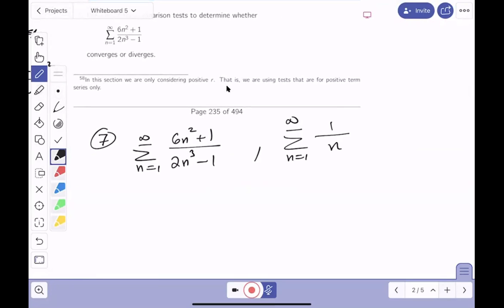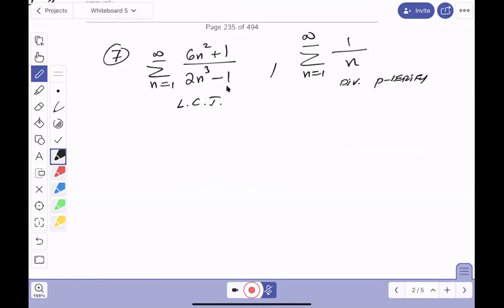Before I move forward, though, I want to claim that it's definitely a positive term series. There's no doubt about that. All right. And what am I going to do now? Well, I guess I'm going to do the LCT. It's easy for me, right? What's this one over here? A divergent P series.